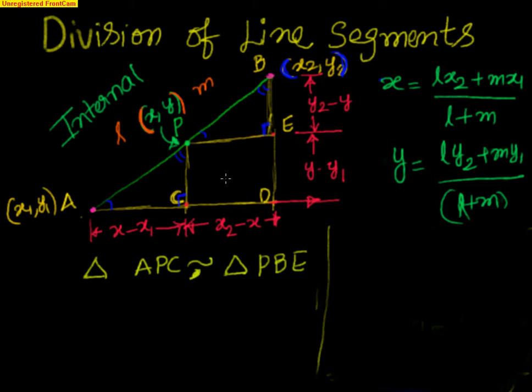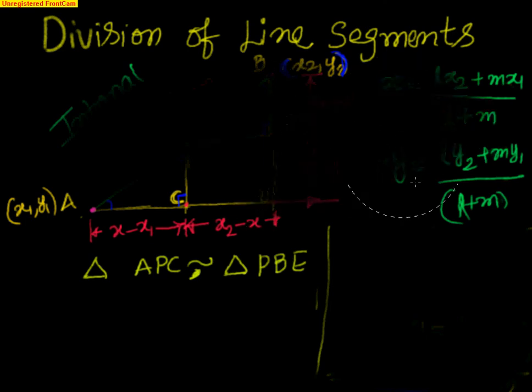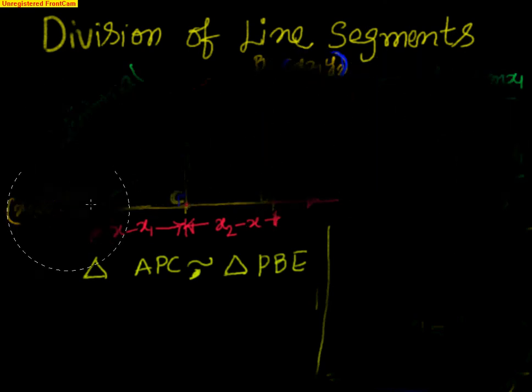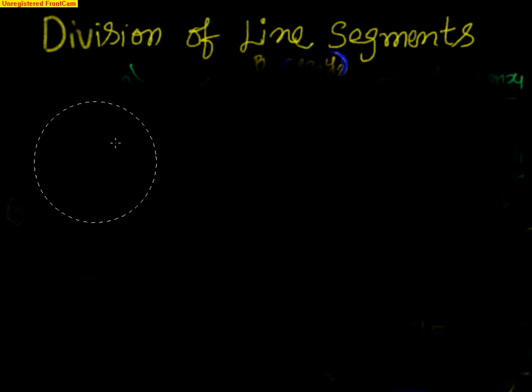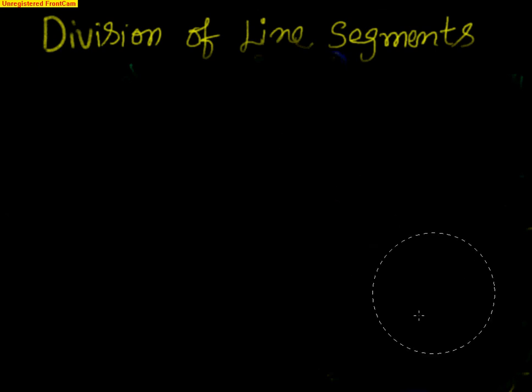Now let's take the other case where the point is external. I think you have noted this down. The x coordinate is (Lx2 + mx1) / (L + m). Similarly, the y coordinate is (Ly2 + my1) / (L + m). Now let's do the same problem for an external division.